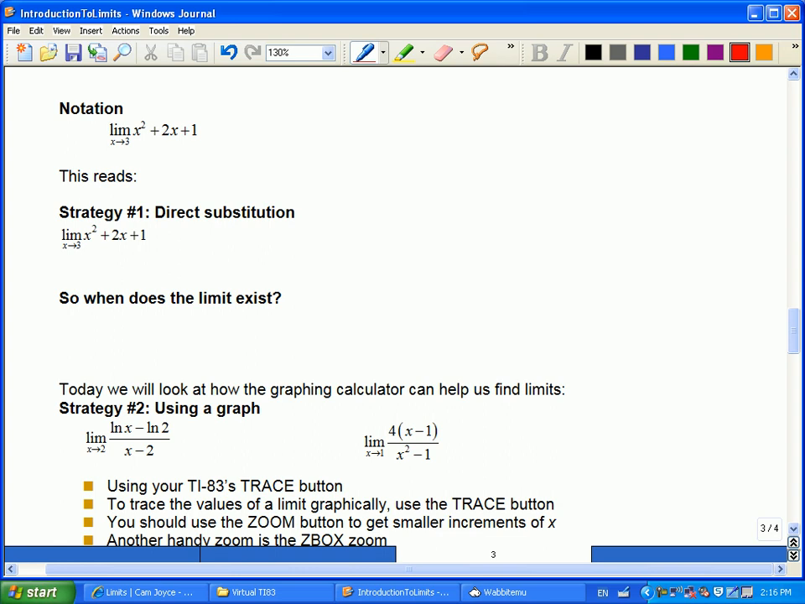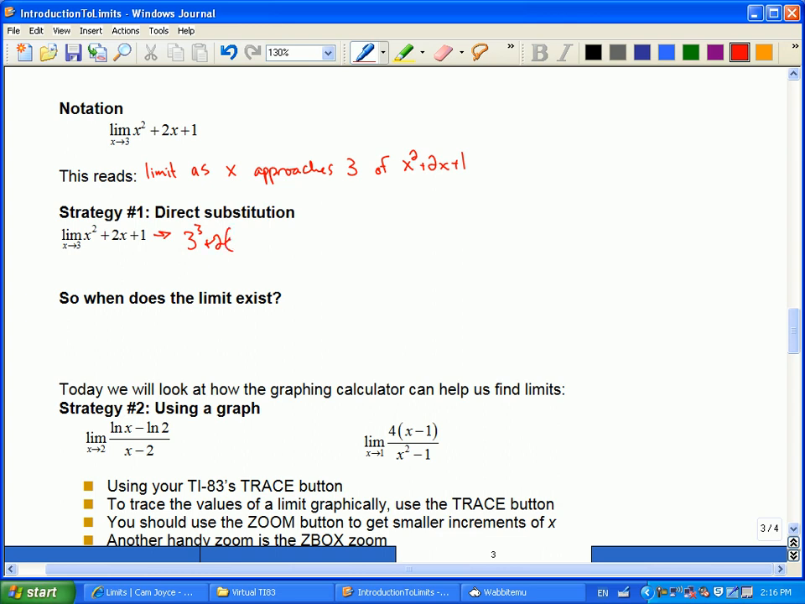Course begins now. So here's the notation, and it reads as the limit as x approaches 3 of x squared plus 2x plus 1. Now there's some strategies to trying to figure out what a limit is. The first one is direct substitution. That means if I'm trying to send the variable x to 3, why don't I just try doing that?